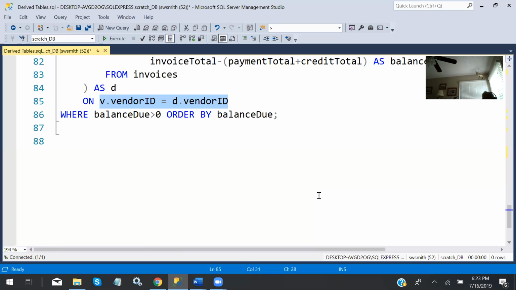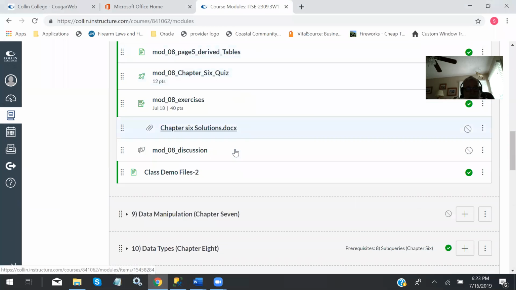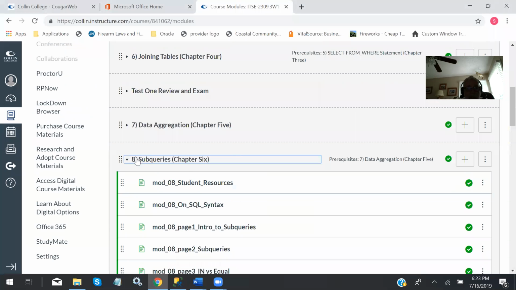Others? Okay. I believe I've made the assignment on module 8, and I'll take any questions on it. Moving on to data types.